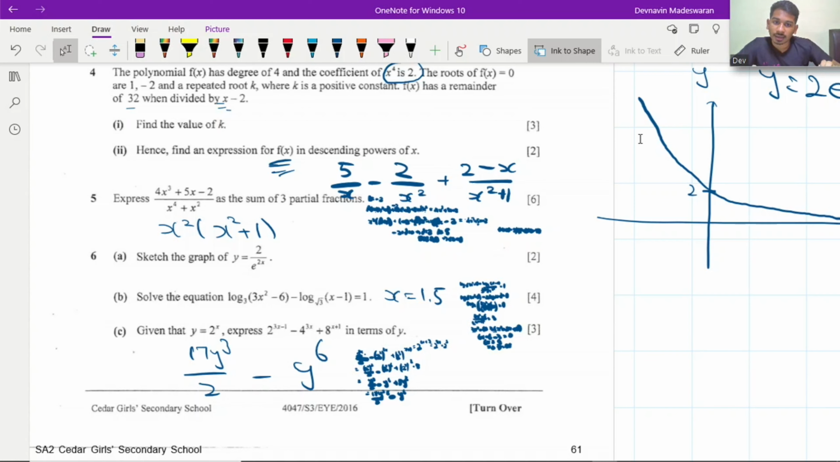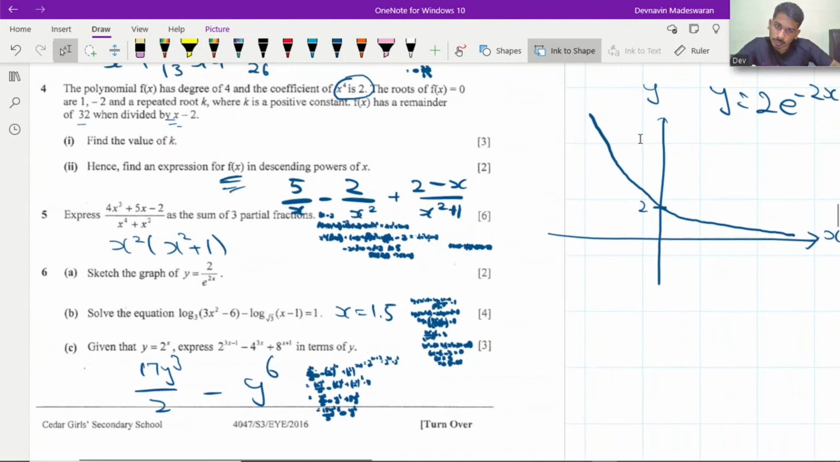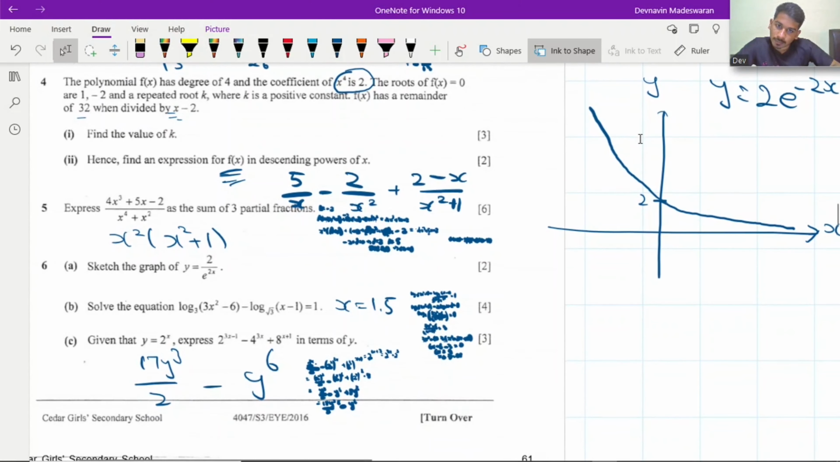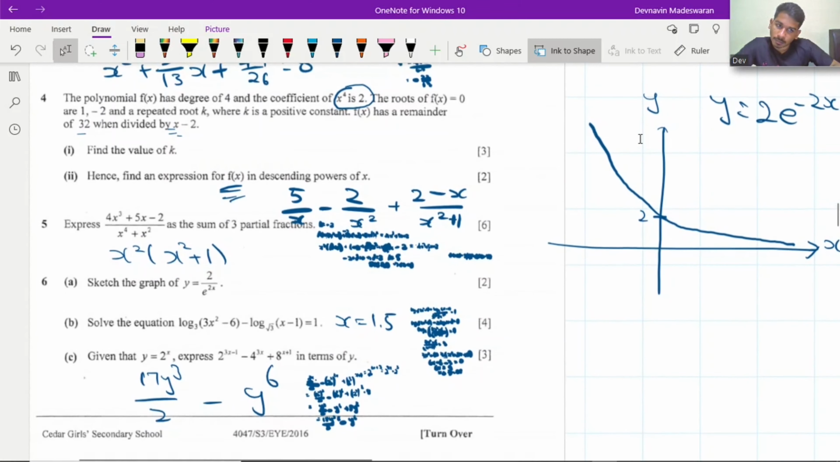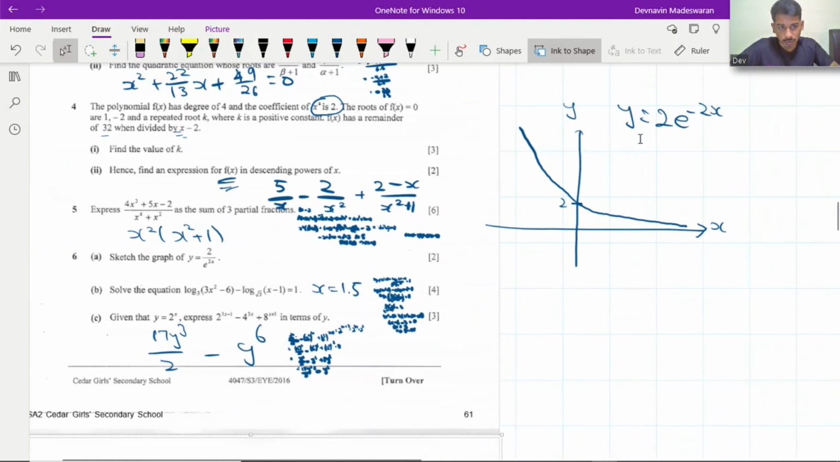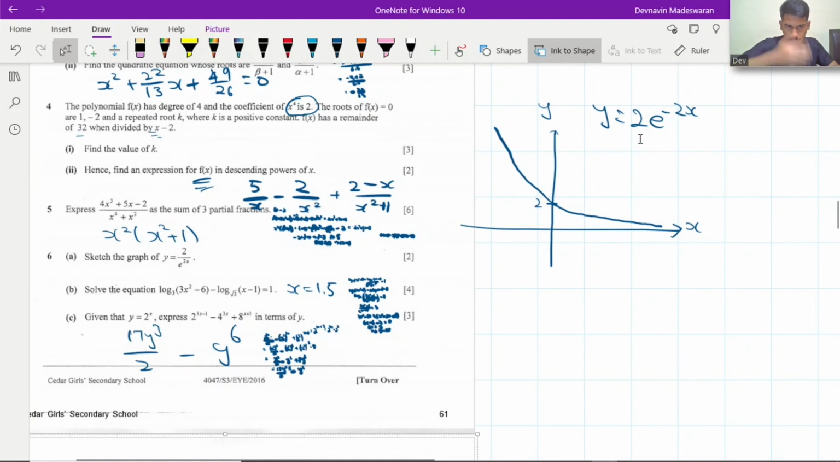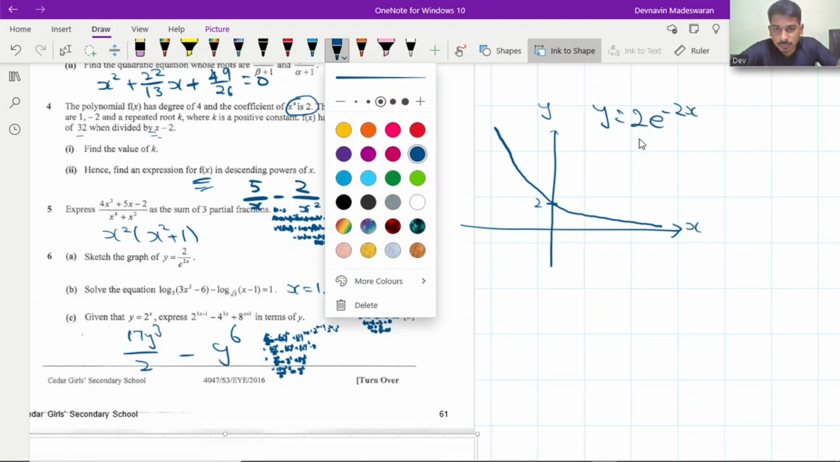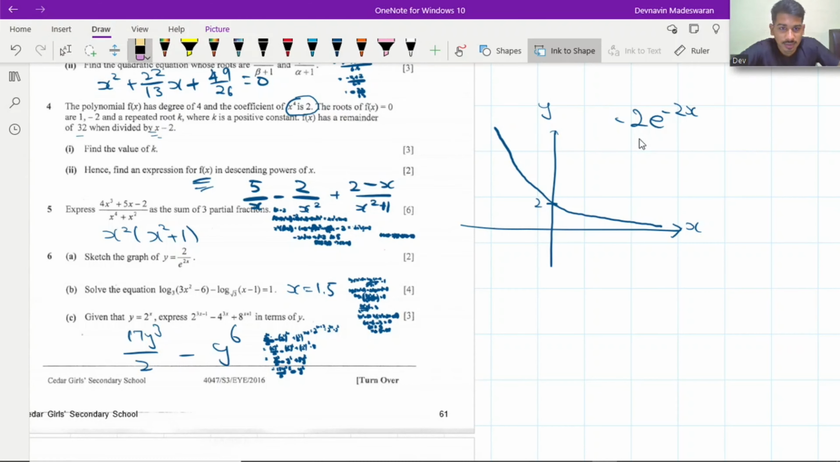And to find k, we need to... I'm not sure. Let me try that same method again, because I think it would work. I'm not sure, I just think it will work.